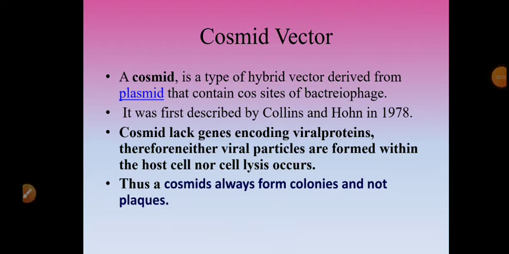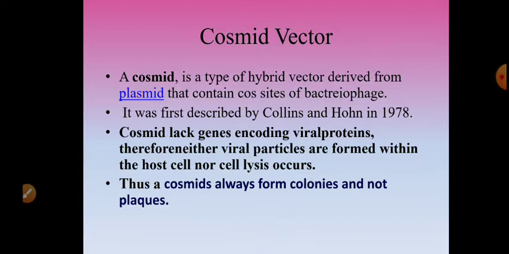In the last lectures, we have studied about vectors, especially plasmid vector and bacteriophages as vector. So here we are going to discuss about cosmid vector. Now cosmid, as the name itself suggests, is a type of hybrid vector. Hybrid of what? Hybrid of plasmid vector containing cos site of bacteriophages. So, a cosmid vector is a hybrid vector containing plasmid and cos site of bacteriophages.